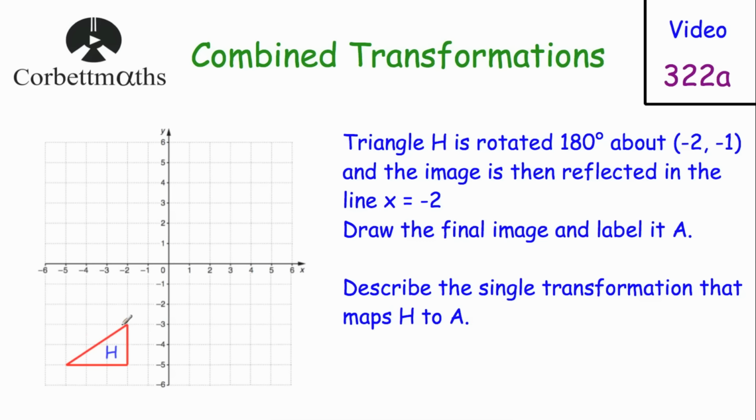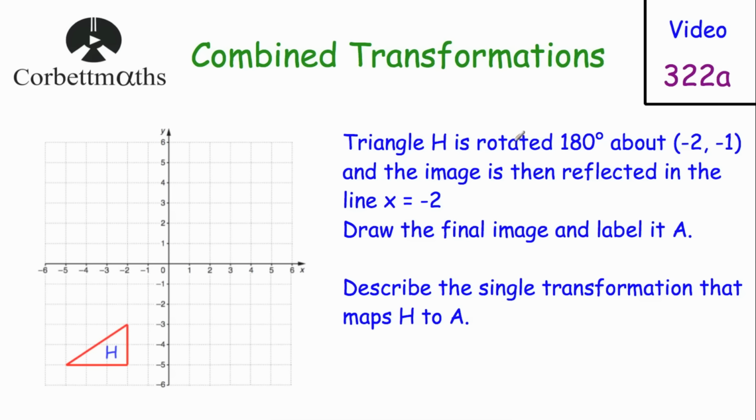We've got triangle H, so this triangle, is rotated 180 degrees about the point (-2, -1). And then the image is then reflected in the line x = -2. Draw the final image and label it A, and describe the single transformation that takes H to A.